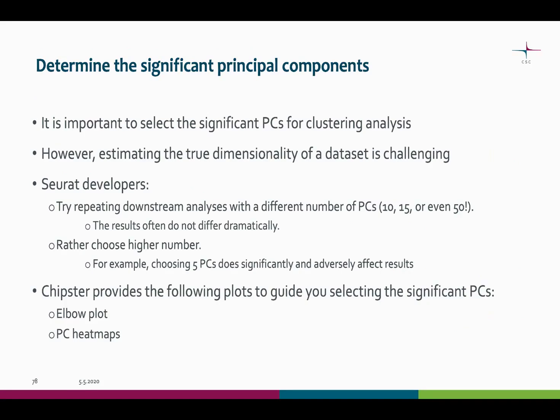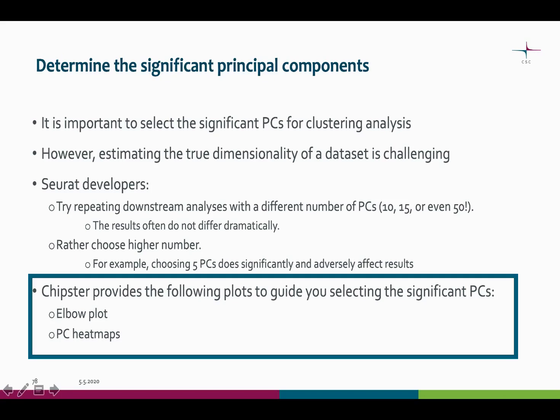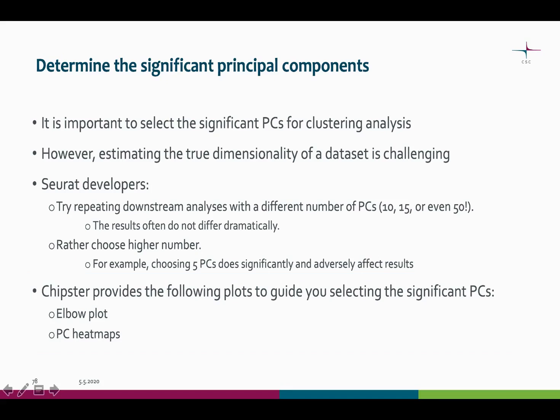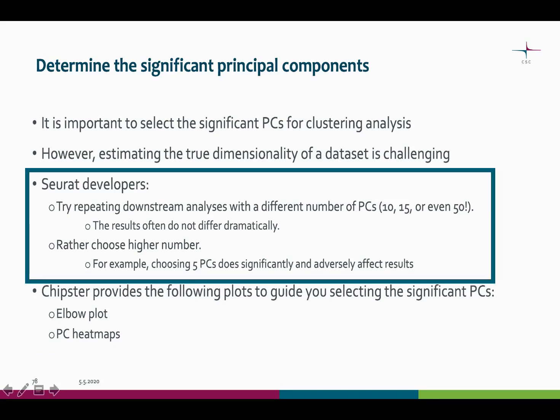After the principal component analysis, we want to determine the significant principal components. It's very important to select those for the clustering step. However, it's always quite challenging to estimate the true dimensionality of a dataset. We give you a few plots that you can use for this estimation, but keep in mind that the Seurat developers give these instructions. So they say that you can try repeating the analysis with a different number of principal components. The results often do not differ that dramatically. They also say to rather choose a higher number, but don't be too greedy. For example, choosing only 5 principal components can make the rest of the analysis a bit difficult.